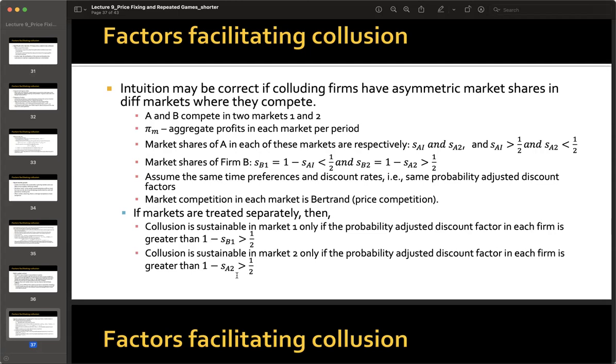Okay. So remember that in market 2, SA2 is less than 1/2. That's why 1 minus something less than 1/2 is greater than 1/2. So if the market shares are asymmetric in this case, it has to be that the rho is greater than either this or this. Okay. And if they're not equal, then that means it's harder. Of course, if they're equal, then the rho star happens to be 1/2, which is just the basic Bertrand example. But once you have the different asymmetries here, the rho star then has to be greater than at least one of them. Okay. And if it's greater than one of them, then it's greater than the other one.